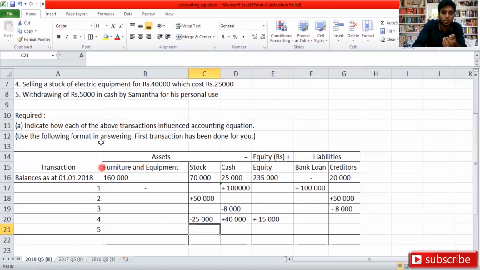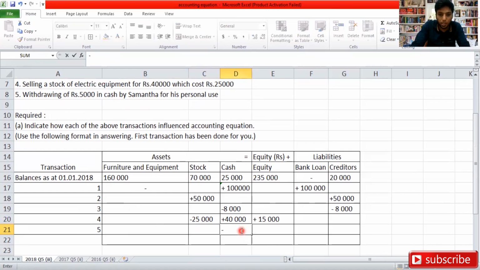Then we move on to the last adjustment of the sum, withdrawing of rupees 5,000 in cash by Samantha for his personal use. So when the owner takes the money for his personal use, the cash is going down because he's taking cash, not stocks. If they say stocks, we need to do stocks, but he's taking cash. And also the investment he has invested with his equity will go down.